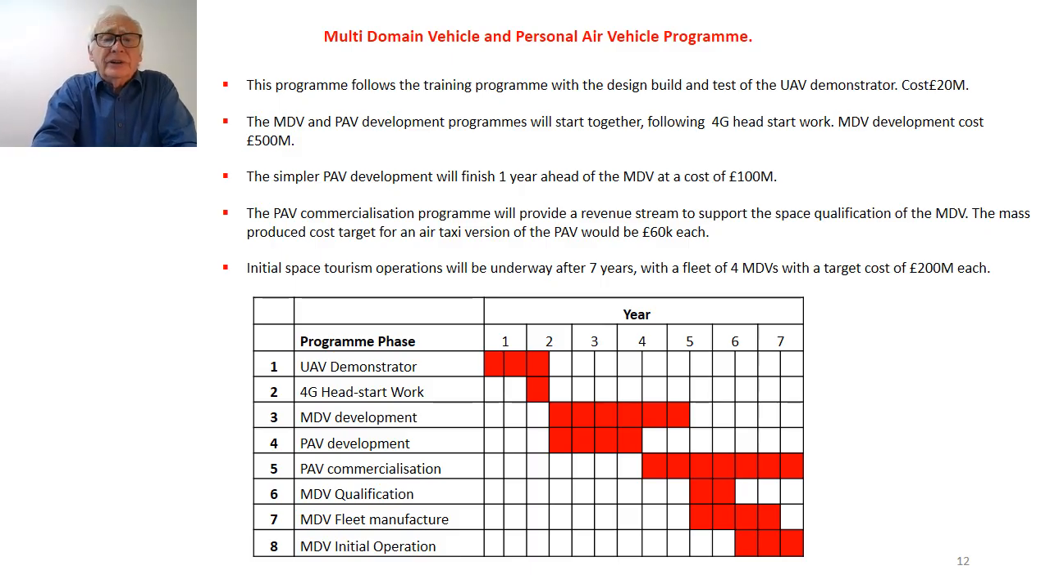The end product is that we should be able to start initial space tourism operations by the 7th year, and there we would estimate a need for a fleet of 4 multi-domain vehicles, each with a target cost of £200 million each.